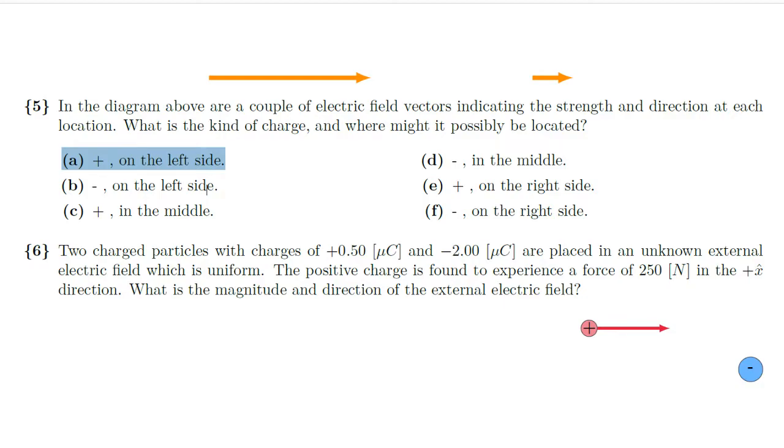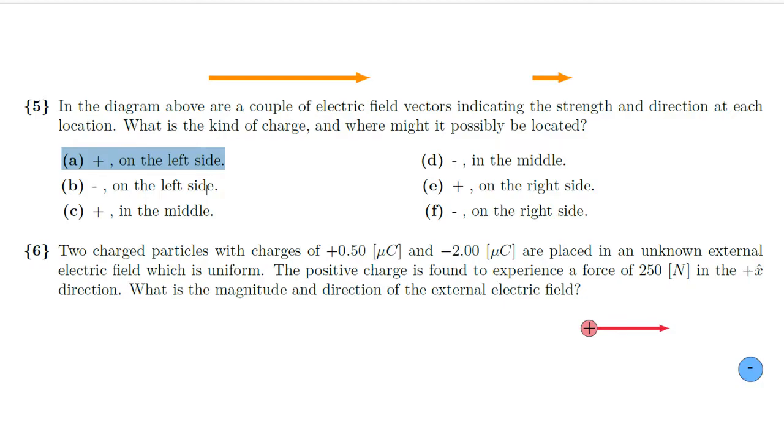Does that make sense to everyone? Perfect. Awesome. All right. Let's see here.